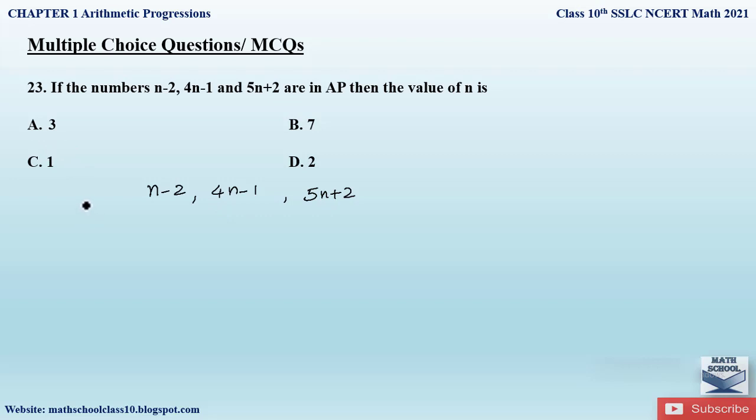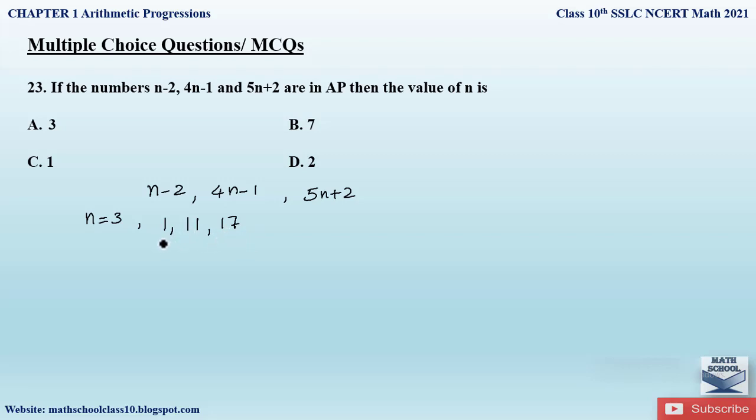So first let us take the first option as n is equal to 3. Here 3 minus 2 will be 1, and 4 into 3 is 12, 12 minus 1 will be 11. Again 5 into 3 will be 15, 15 plus 2 is 17. Now this is the list of numbers. Now let us find out the common difference. Only when the common difference is same, then the list of numbers will form an AP.